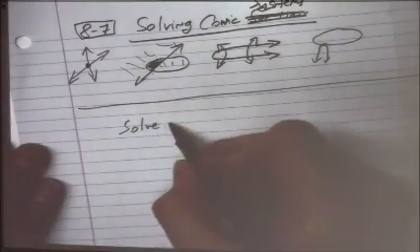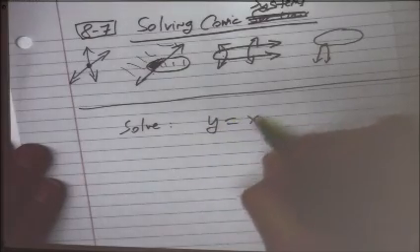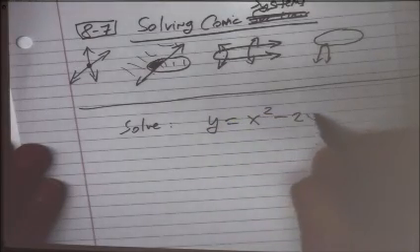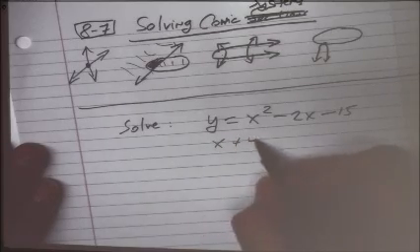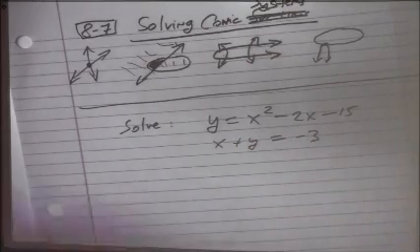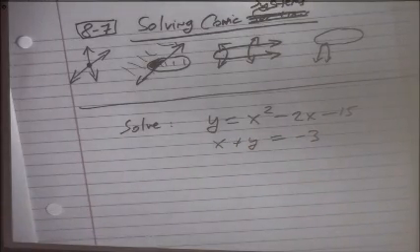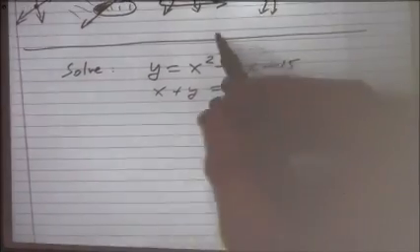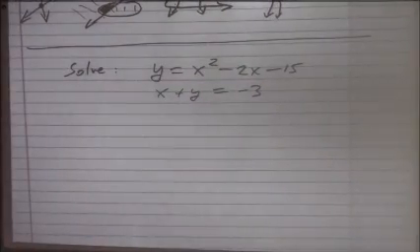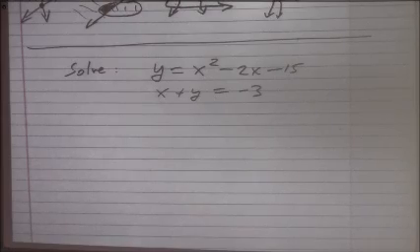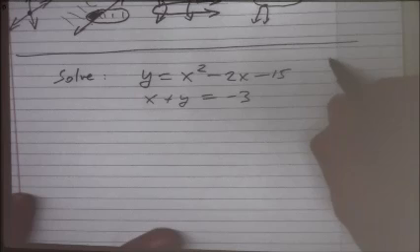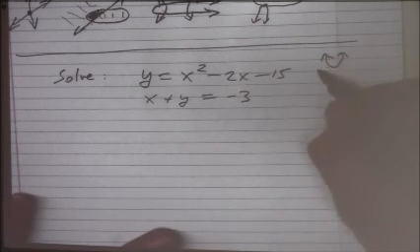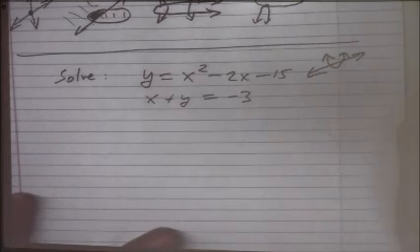We're going to solve y = x² - 2x - 15, and x + y = -3. So you can see that's a parabola because it's a squared, 1x squared, and there's no y squared. This one is nothing squared, so that's just a straight line. So we have something that could look like this with a line going through it.